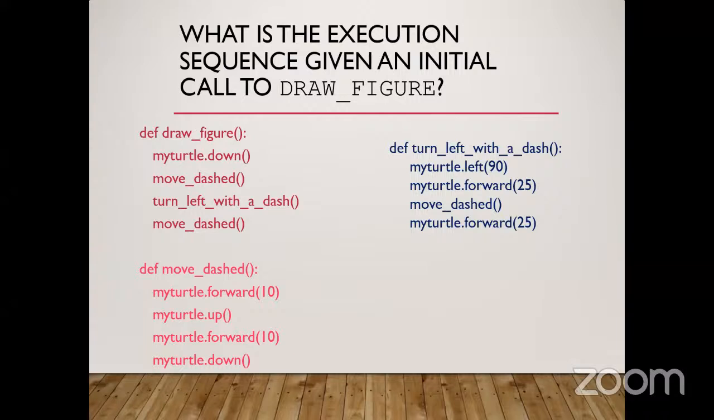So I have 3 functions written on this screen. Draw figure, move dash, turn left with a dash are the 3 functions here. The first one calls the other 2. So when I write the code in my program, I need to make sure I have defined the other 2 it is going to call before I try to execute it.